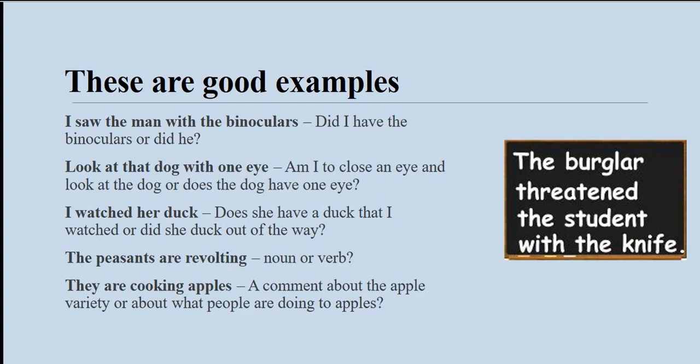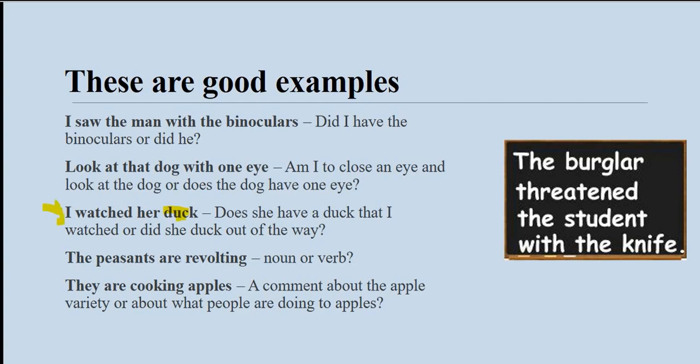I saw the man with binoculars. So did I have the binoculars or did he? So who has the binoculars? Look at that dog with one eye. So the dog is one-eyed, or I should look at it using only one of my eyes. So I watched her duck. Does she have a duck that I watched, or did she duck out of the way? So this might be a noun or verb. That's why it is an ambiguity example.